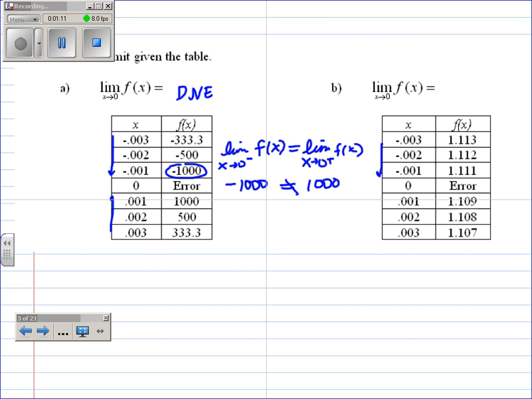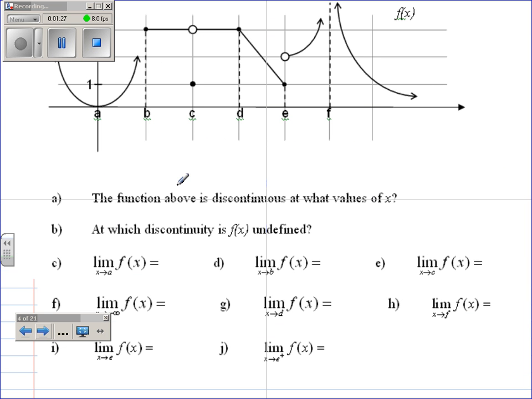As we go from the left, it looks like we're approaching 1.110, and as we go from the right, we're also approaching 1.110. Since they're going to the same place, it's the number in between these two. It's whatever it's squeezing in on.